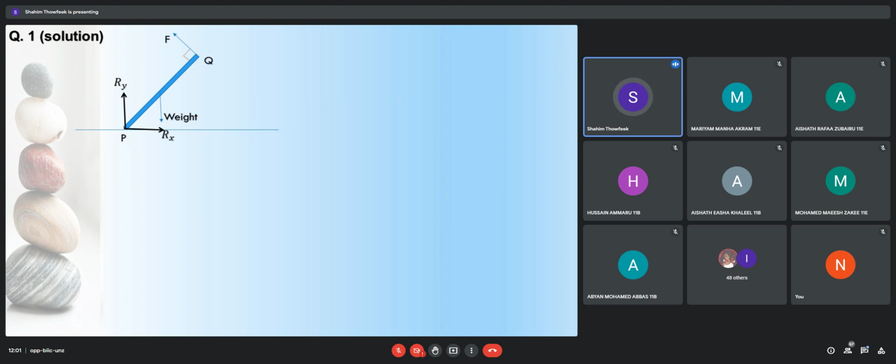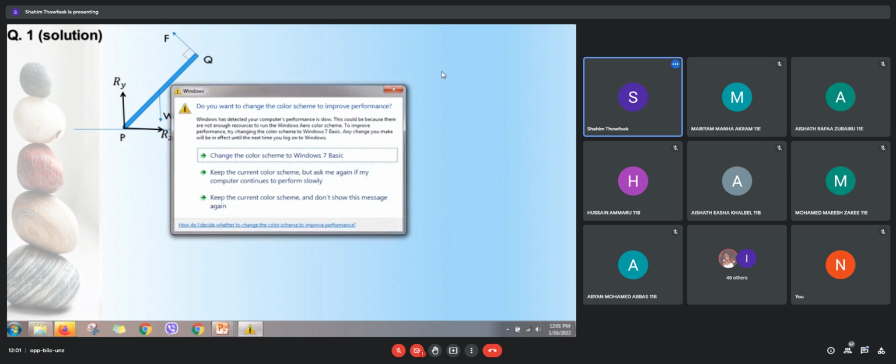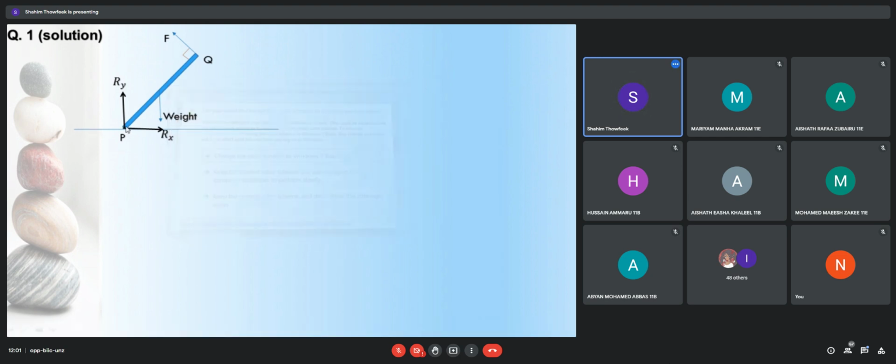And one more important point. In this question, they are not asking, but you have to note down, at a pivoted point, a simply supported point and a pivoted point, there is a difference. Here, we don't know the magnitude and the direction of the normal contact force at point P, because it is a pivoted point. It is not just resting at the point.